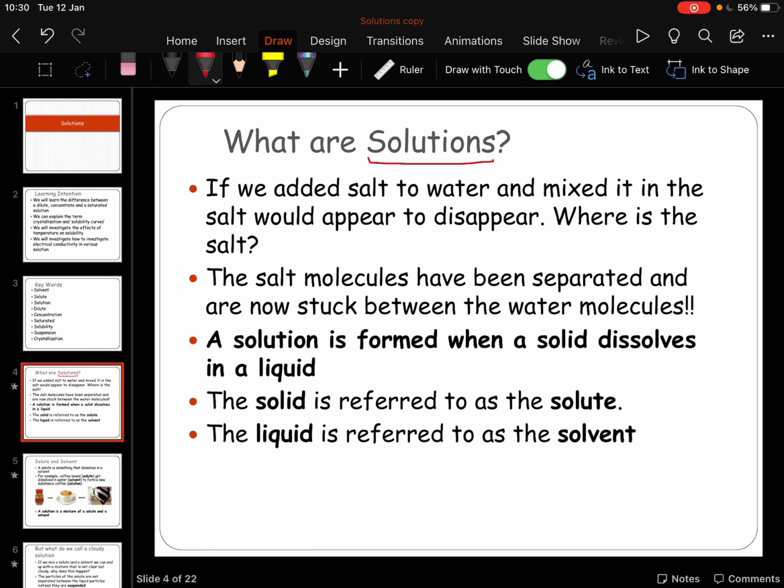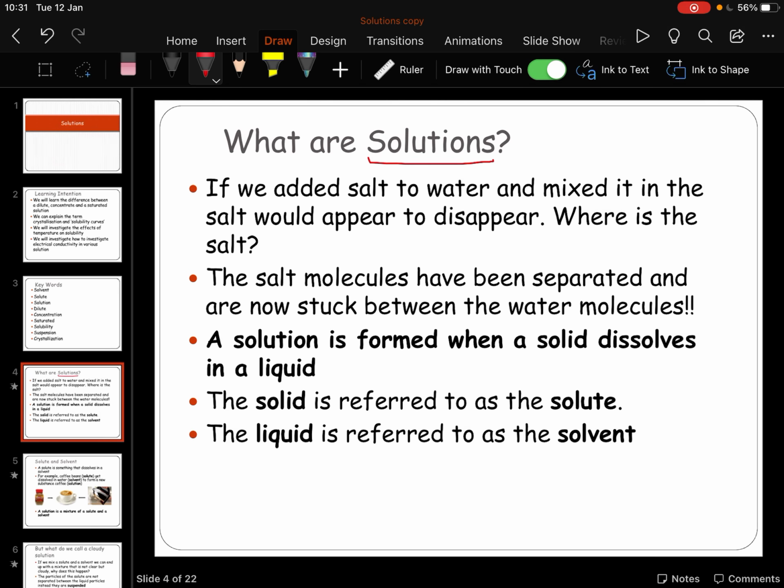Okay, so your first kind of subheading, so we will just simply call it solutions. Okay, so what are solutions? All right, so if we add salt to water and mixed it in, the salt will disappear. Where is the salt? Okay, so when you add salt to water or sugar to water, if you add sugar to a cup of tea, where does the sugar go? The sugar seems to disappear, but when you drink it, you can still taste it. You can taste the sugar. Okay, so what has happened to it?